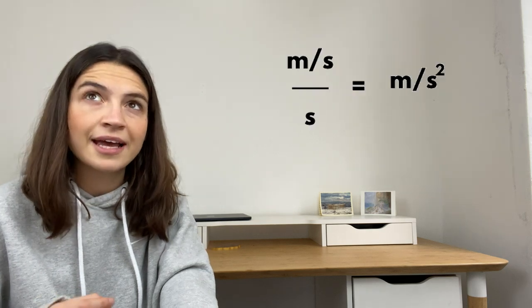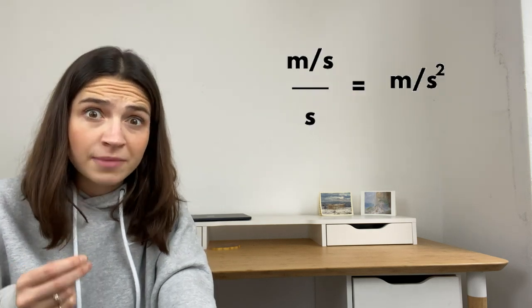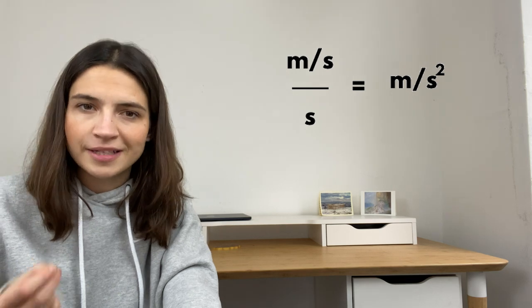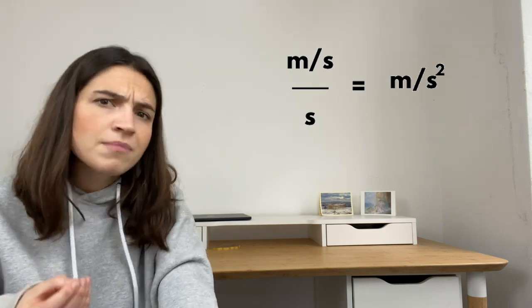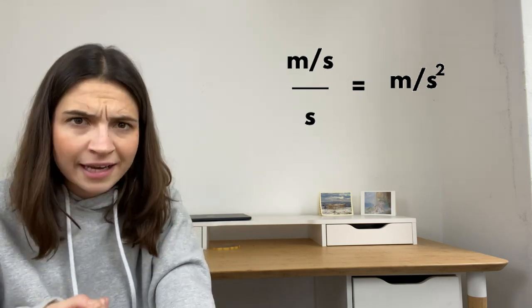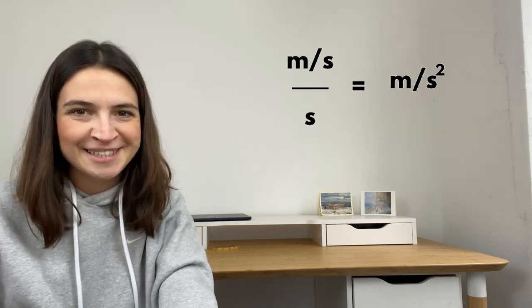Now, what are the units of acceleration? Well, it is speed, so meters per second, divided by time, seconds. So meters per second times seconds, or meters per second squared. Neat.